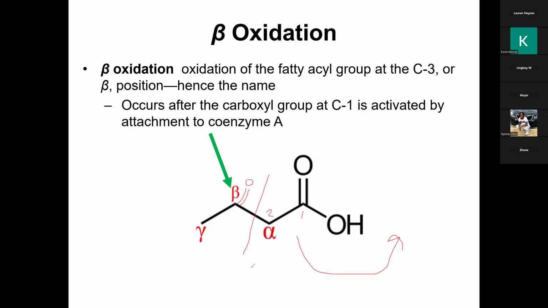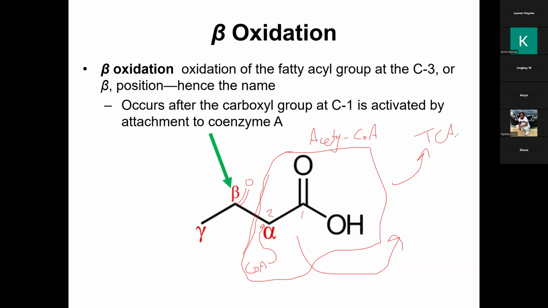And as part of the cleavage process, you get a coenzyme A attached onto here. So if we have a coenzyme A with an acyl group, what do we call that one? That'll be acetyl-CoA. Yes. And so what can we then send acetyl-CoA to? The TCA cycle. That's it. Then we can feed that into the TCA cycle.